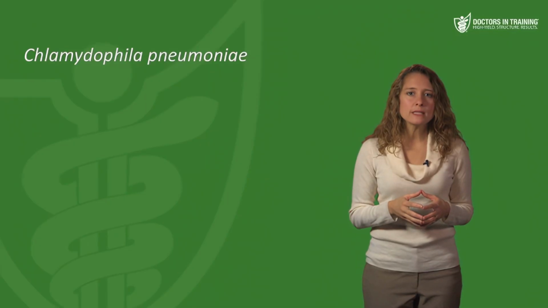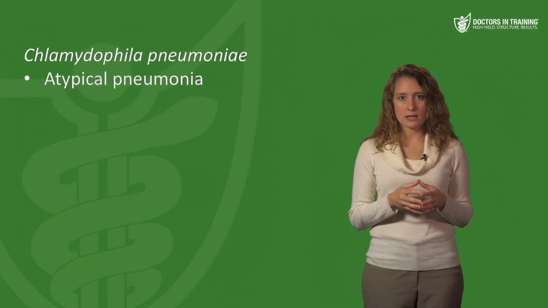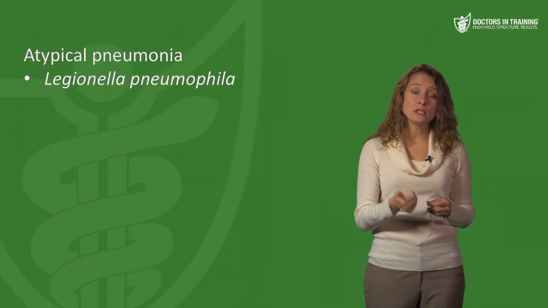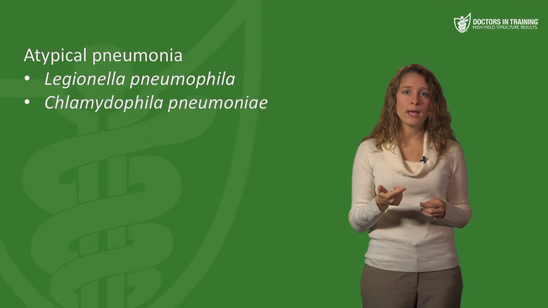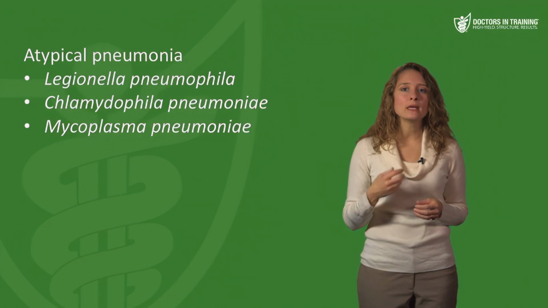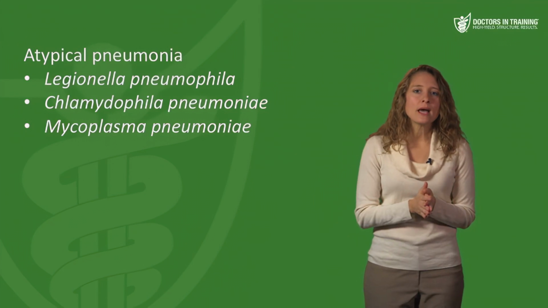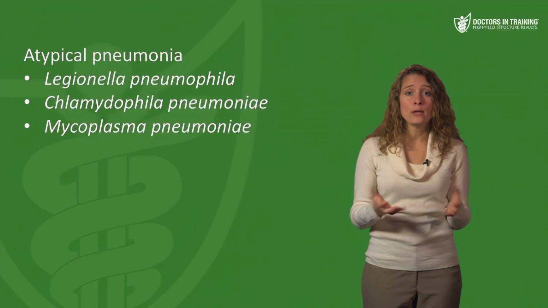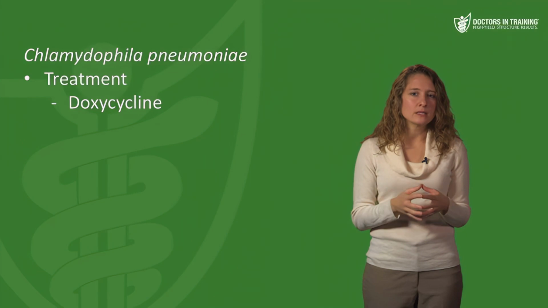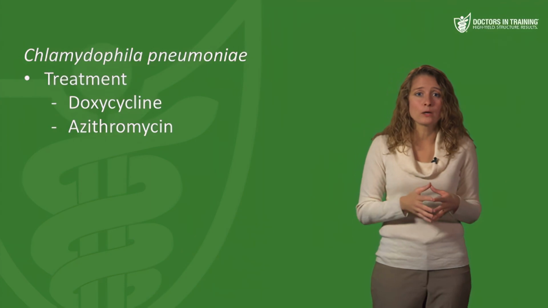The other Chlamydophila species that we're going to mention here is Chlamydophila pneumoniae. Chlamydophila pneumoniae is a major cause of atypical pneumonia. The three primary etiologies of atypical pneumonia include Legionella pneumophila, Chlamydophila pneumoniae, and the one that we haven't talked about yet, Mycoplasma pneumoniae. Chlamydophila pneumoniae can cause a prolonged mild pneumonia, commonly called walking pneumonia. When it's diagnosed as Chlamydophila pneumoniae, the treatment of choice is doxycycline. But if no microbiological diagnosis is made, then the empiric treatment for atypical pneumonia is usually azithromycin, and it does work.